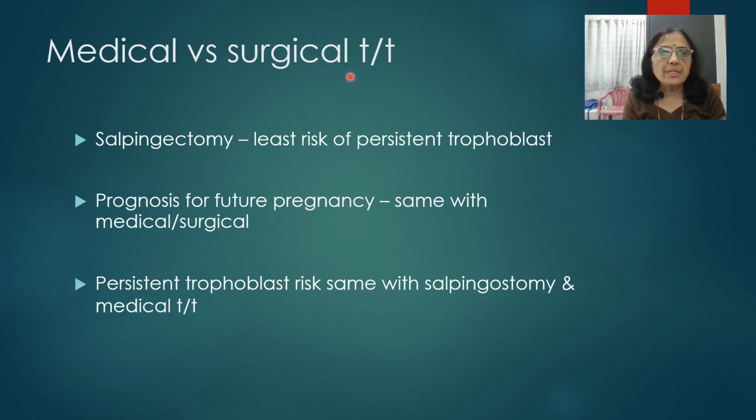Now, comparing medical and surgical treatment with each other, salpingectomy has the least risk of persistent trophoblast. Prognosis for future pregnancy is the same with both medical and surgical treatment. Persistent trophoblast risk is the same with salpingostomy and medical treatment.